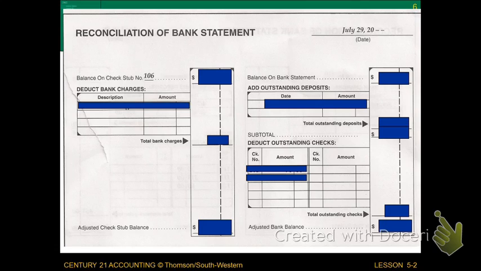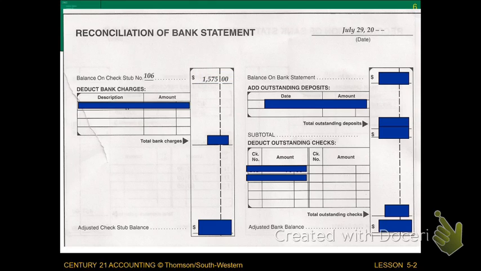The following information is obtained from the bank statement and from the records of the business. We have our bank statement balance, service charges, outstanding deposits, outstanding checks, the checkbook balance. So direction number 1 is asking us to prepare a bank statement reconciliation using July 29th of the current year as the date. So look in the upper right-hand corner of the reconciliation statement. We will now put the date of July 29th of the current year. We now work our way to the left. It asks, what is the balance on the check stub number 106?